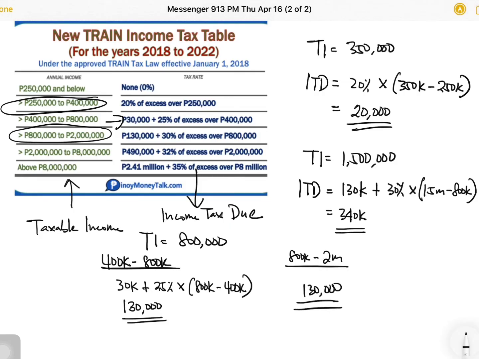Okay? And that's how you use the income tax table. Very easy, right? And that's it.